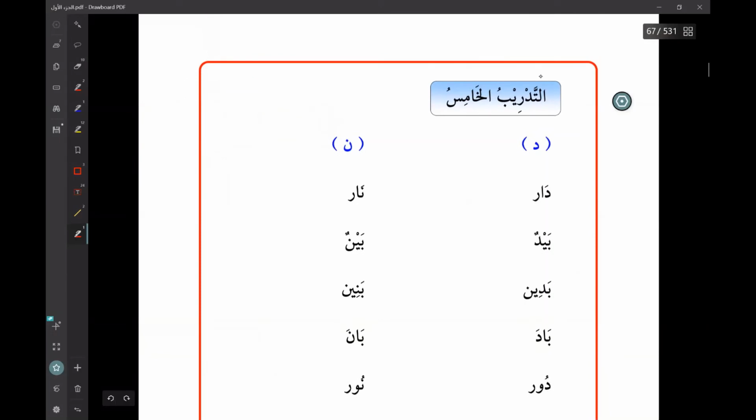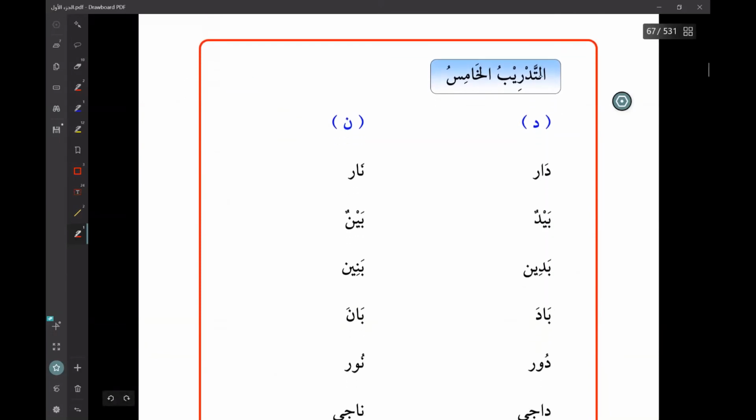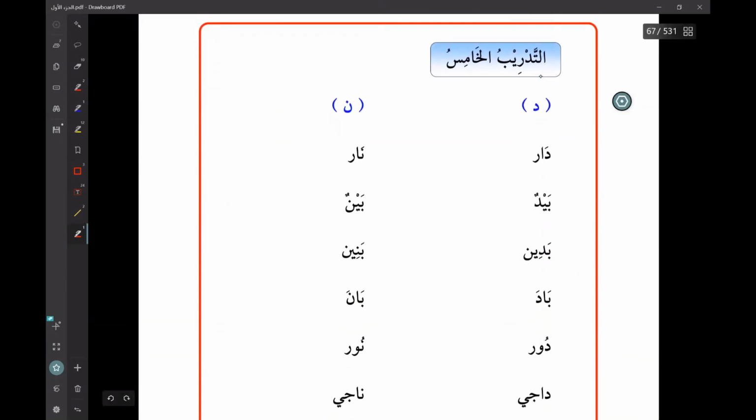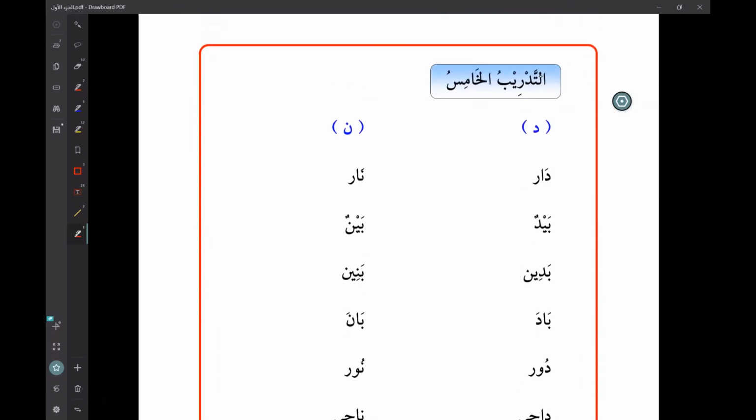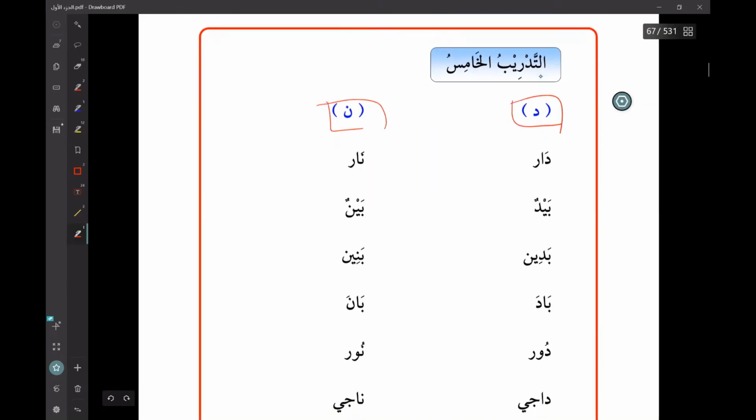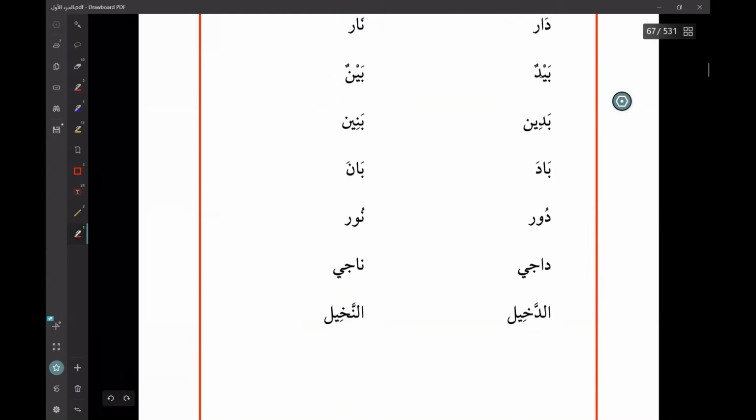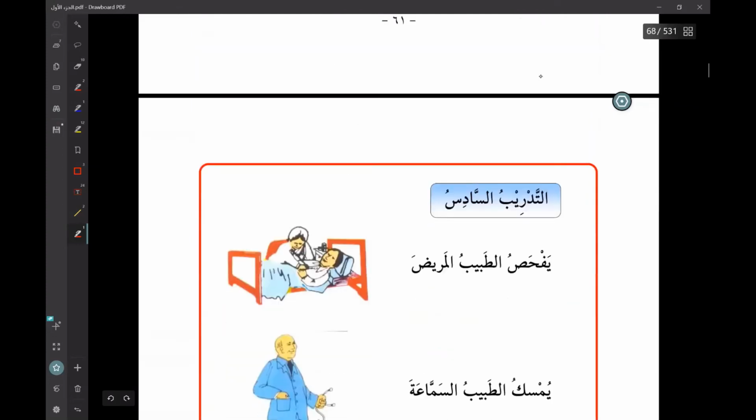The next tadrib, at-tadrib al-khamis, is one of those listening exercises. Again, something that you can go through. It's basically showing the difference between noon and dal. Shouldn't be that difficult. Okay, so basically dar and nar, you should know the difference when you hear them. Yeah, it's something that you can do yourself, inshallah.